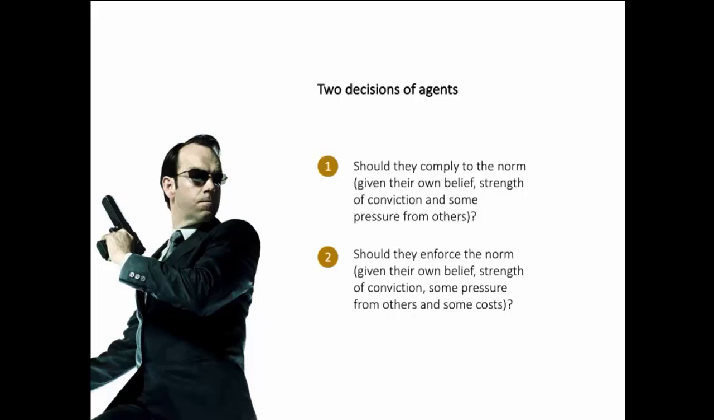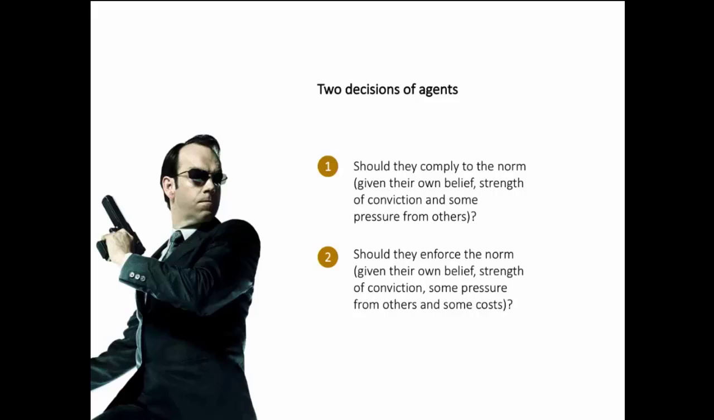And then in this computer program, in this simulation, which is very dynamic, you model two decisions. The first one is, should an agent comply with the norms? Basically, an agent is always thinking, in this particular situation at a particular moment in time, should I now comply with the norm? And there's a simple rule about that. I comply with the norm based on my own belief, based on the strength of the conviction, and based on the pressure that I get from others.